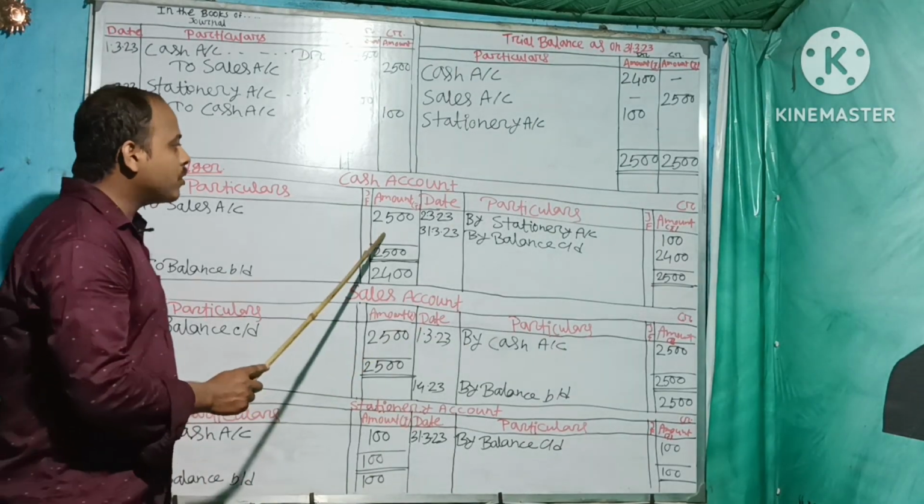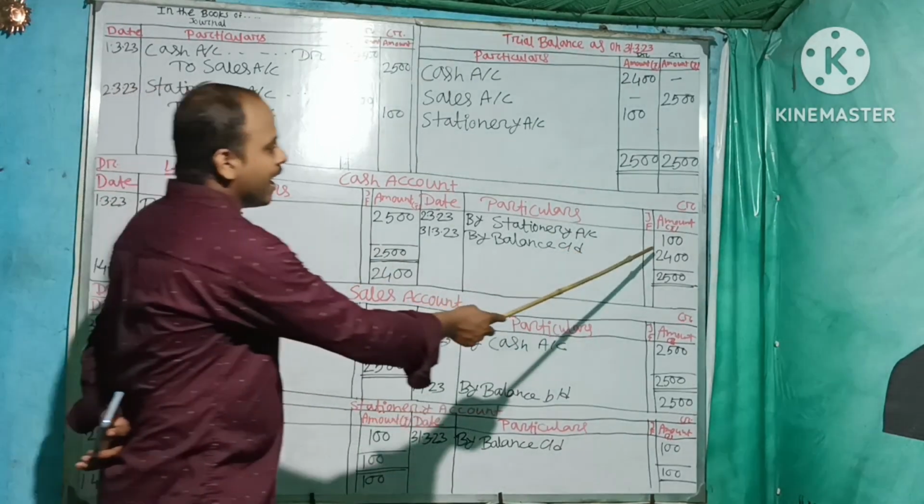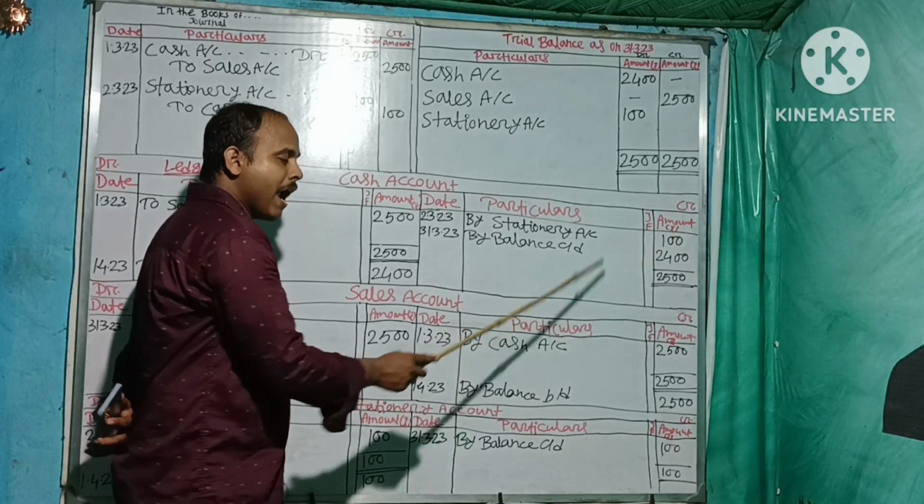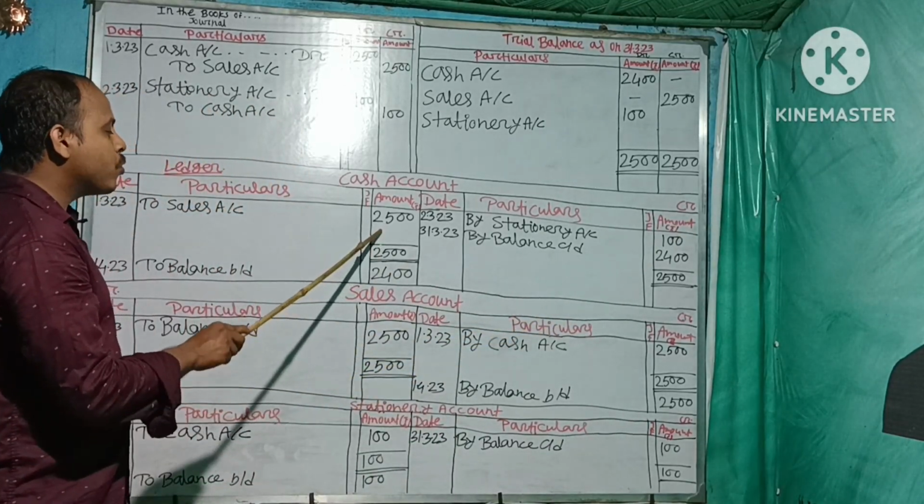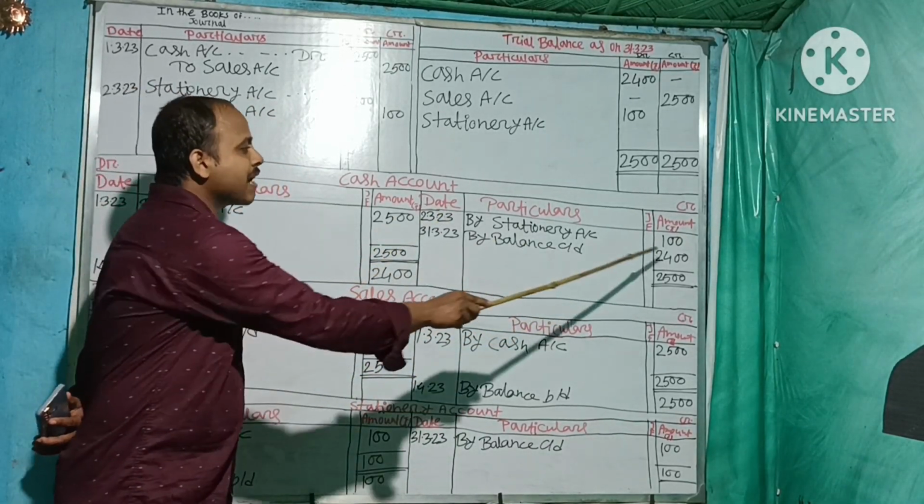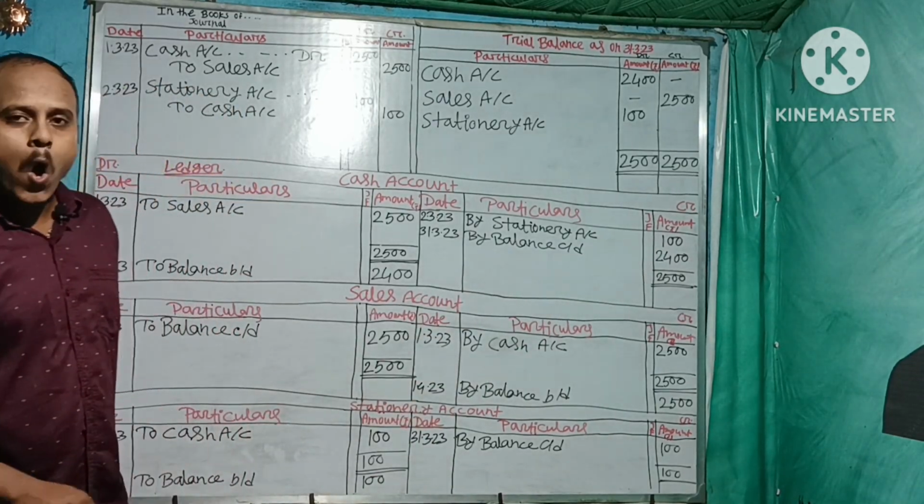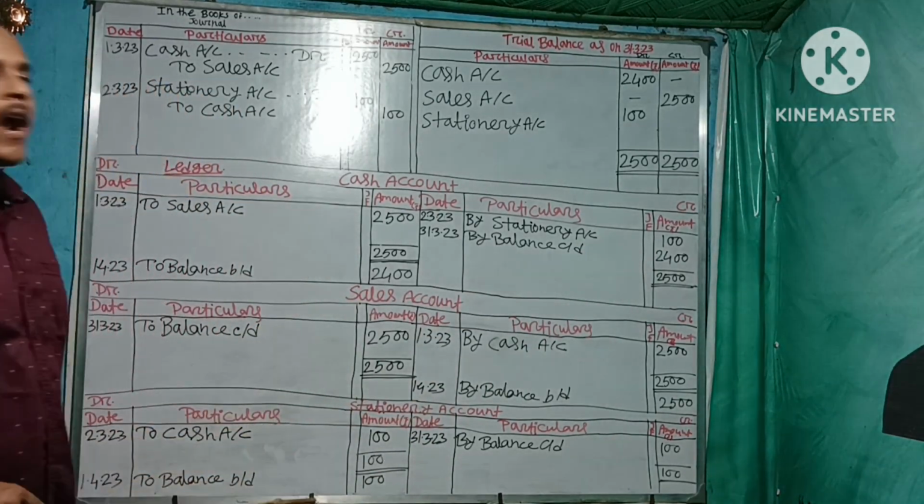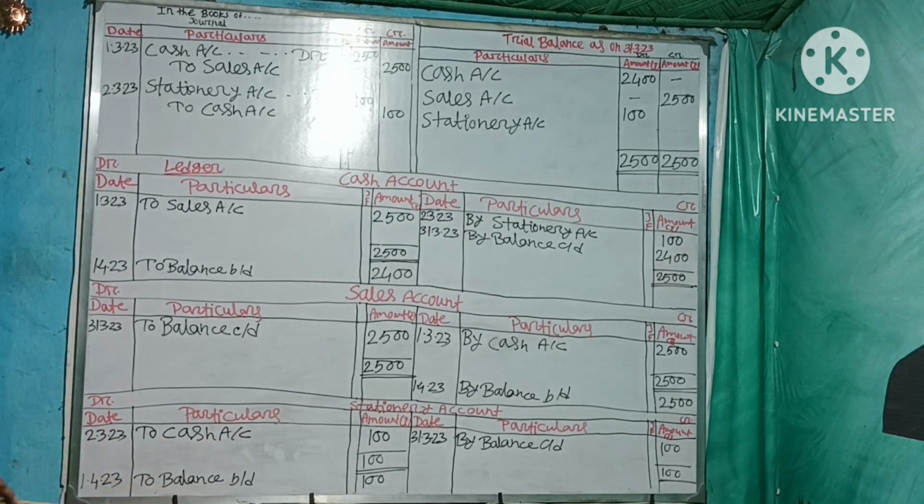Just like here 2500 and stationery is 100. Balance sheet we will write after that. Here amount is 2500. Here credit side summation is 100. Here you observe that 2400, the debit side summation, is higher.